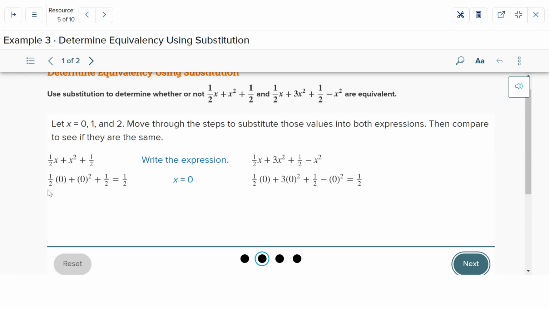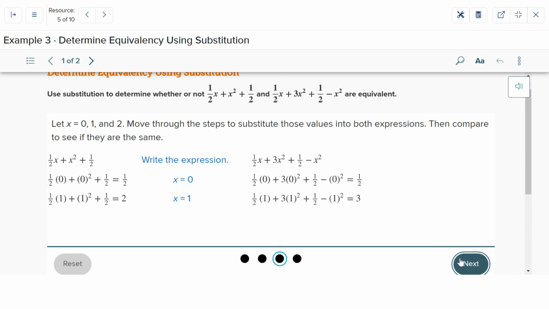So if x equals 0, then we can plug in 0 or substitute 0 in here, and we come up with the answer of 1/2. And if we plug in or substitute the 0 in on this expression on the right side, we also end up with 1/2. Okay, so far they are equivalent. If we try it with x equals 1, we end up on the left side with plugging in these 1's here, we end up with a 2 as our answer. On the right side, our second expression, if we plug the 1's in, we end up with 3. So we already know they're not equivalent because 2 is not the same as 3.